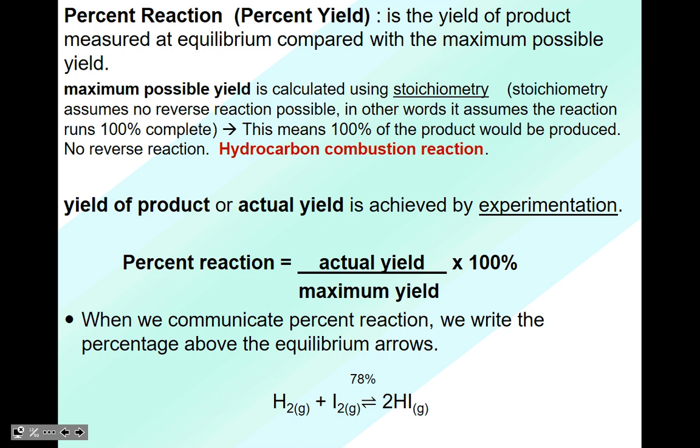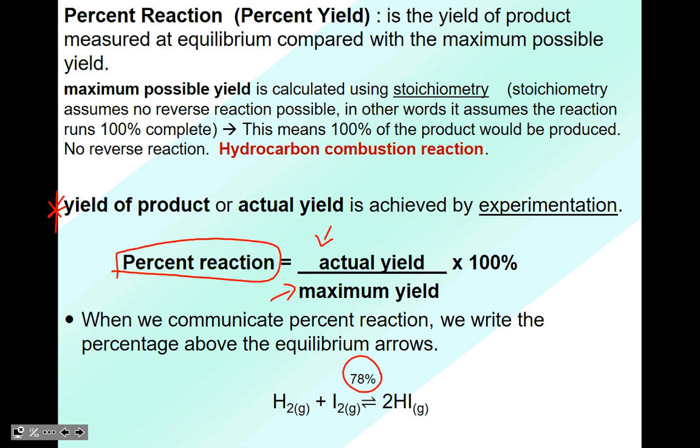So that's one example of a reaction that does not get to equilibrium. It's only a forward reaction. This means that 100% of the product would be produced and there's no reverse reaction. Hydrocarbon combustion is the example I talked about. The yield of product, or the actual yield, is achieved by experimentation. So percent reaction is equal to the actual yield over your theoretical yield, or your maximum yield, times 100%. When we communicate percent reaction, we write the percentage above the equilibrium arrow.